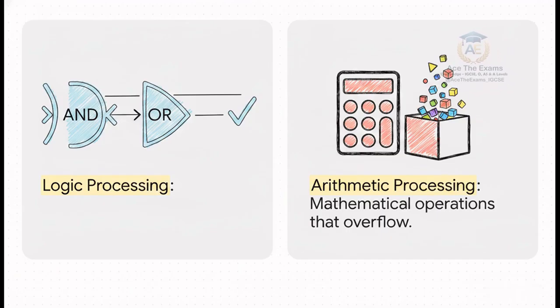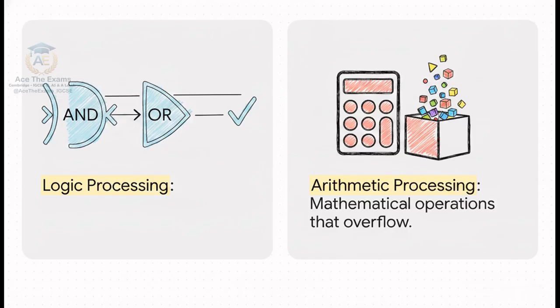Arithmetic processing involves mathematical operations. It's like our binary addition, where a carry bit physically requires more register space to exist, and if it doesn't have it, it leads directly to an overflow error. Logic processing, however, involves Boolean operations. We're talking your AND, OR, and NOT gates. These evaluate true or false states, and they do not inherently generate mathematical overflow in the same physical way.